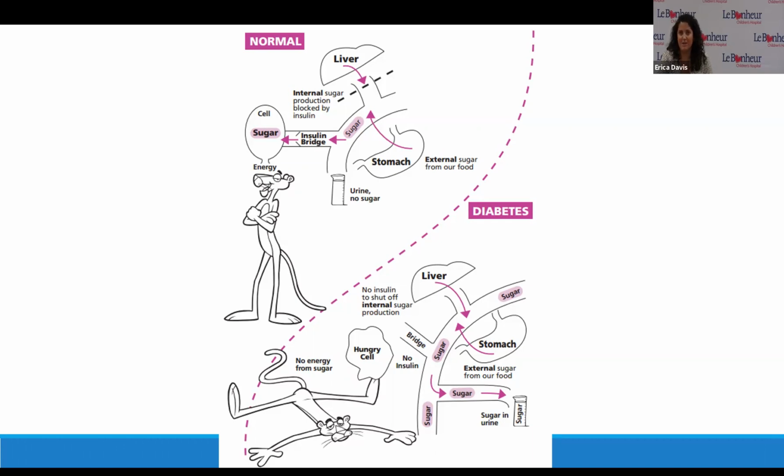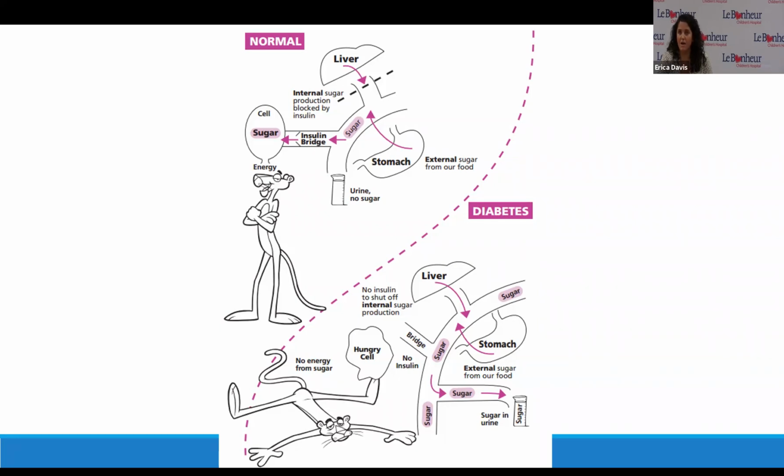So here's my Pink Panther up at the top. He has the perfect amount of insulin production. His body is using it perfectly. So what happens is anytime he eats food, the stomach, small intestines, that whole GI system breaks that food down into sugar or glucose. From the small intestines, that sugar enters the bloodstream, and the bloodstream carries that sugar all throughout the body.